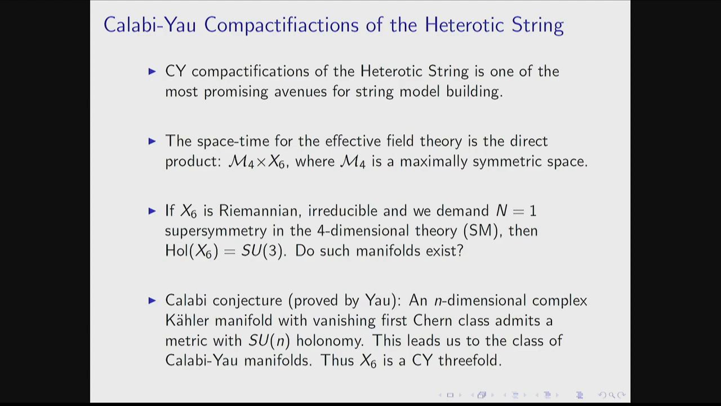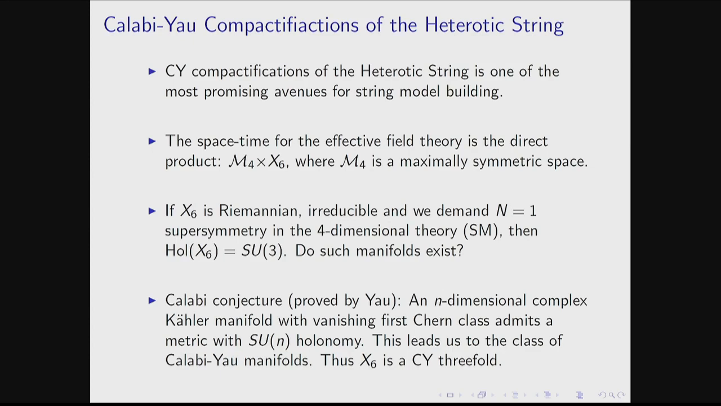If you further demand an irreducible manifold, since reducible compactification spaces are difficult to reconcile with chiral fermions, so we want irreducible ones. And in addition, if you demand N=1 supersymmetry in the 4D theory, then owing to a classification of manifolds due to Berger in the 60s, the holonomy of X6, the internal space, is determined to be SU(3). But there's no guarantee that such manifolds actually exist.